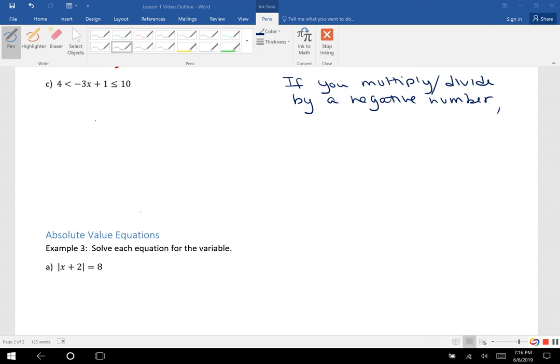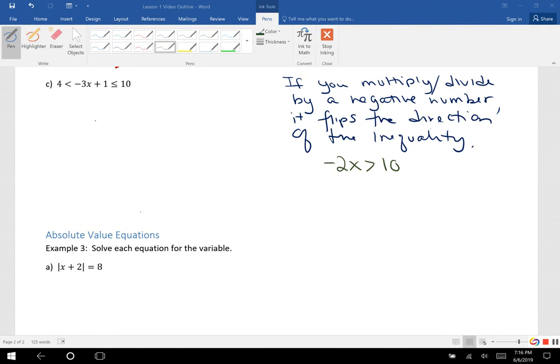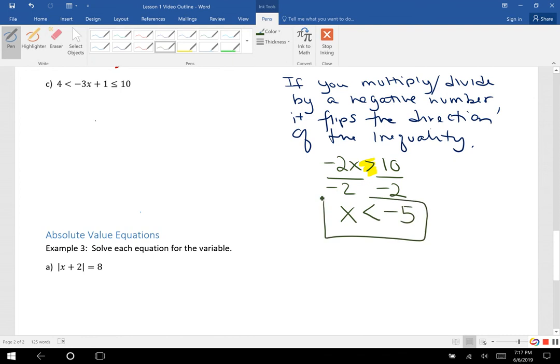Now there's really only one difference in this solving process, and that would be if you multiply or divide your inequality by a negative number, it flips the direction of the inequality. For example, let's say I was trying to solve negative 2x is bigger than 10. Well, I would divide both sides by the negative 2, but because I'm dividing by a negative number, that's going to take this inequality sign and it's going to flip directions. And now I'm going to get x is less than negative 5.